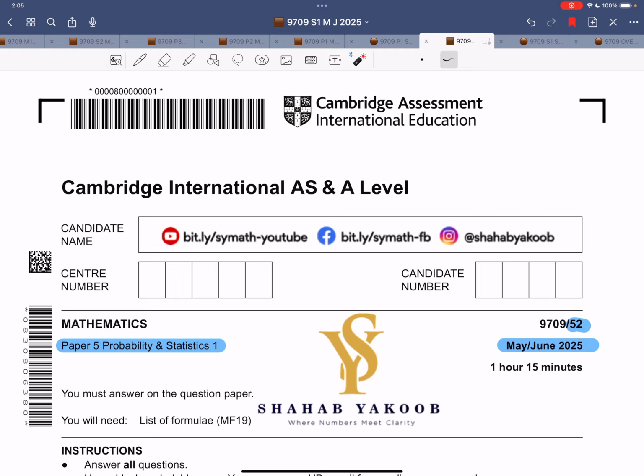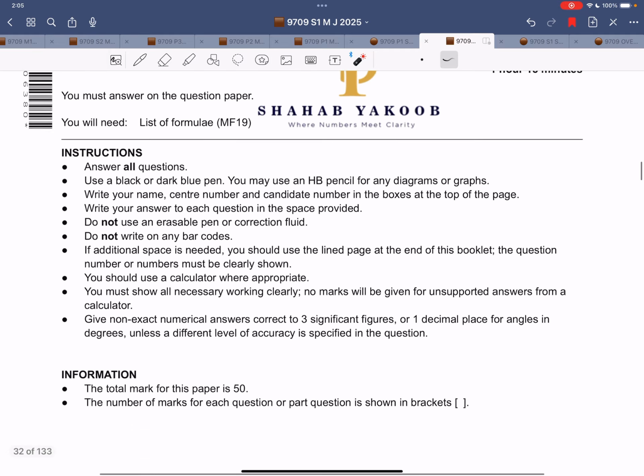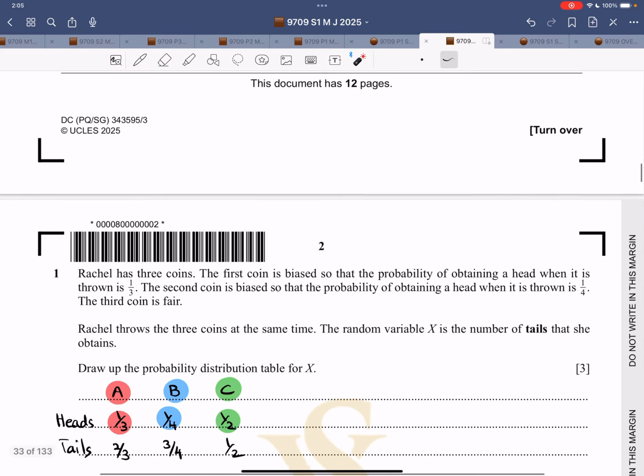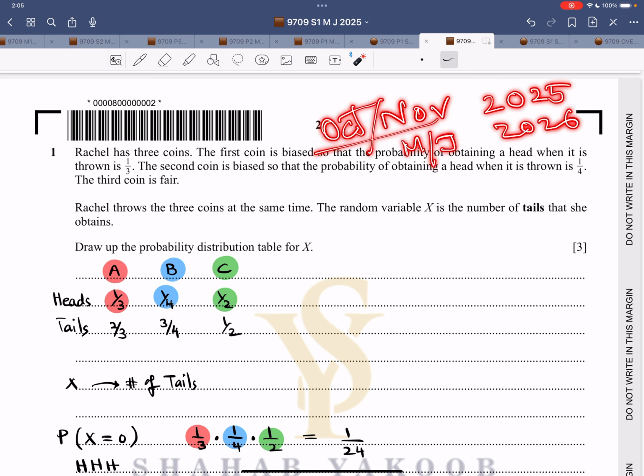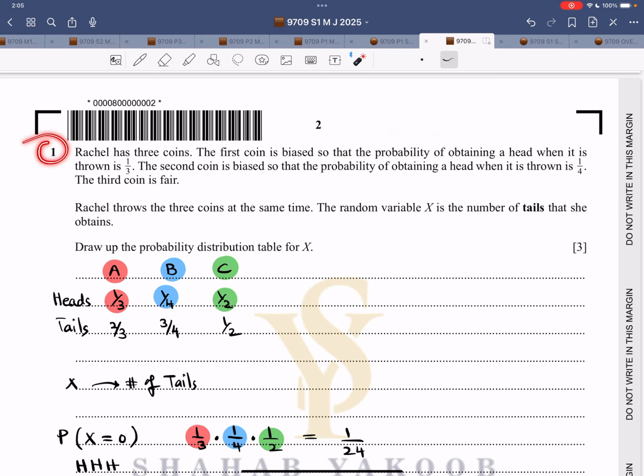So now in this particular video, we will be solving this particular paper, which is paper 5, popularly known as S1. This is from the May-June 2025 series, and yes, it's the second variant. So now let's understand in totality how you can score your A or A star in AS A-level maths, whether you are giving the exam in November 2025 or May-June 2026. And technically it's October-November 2025. So let's look at the first question.